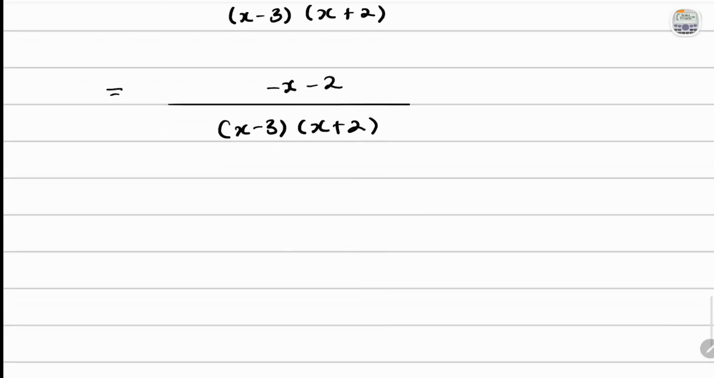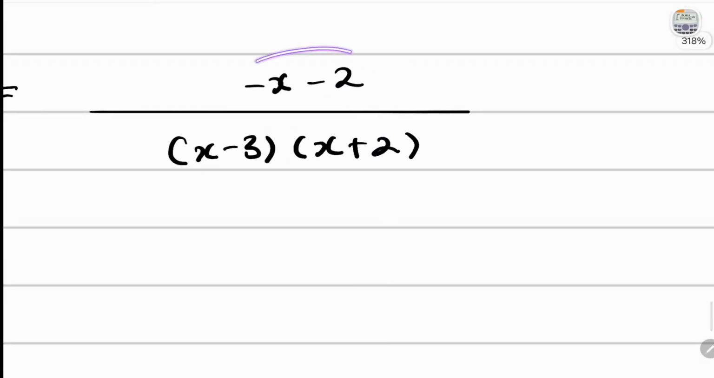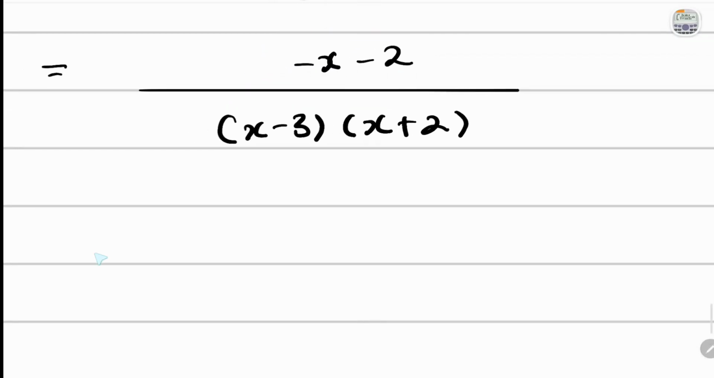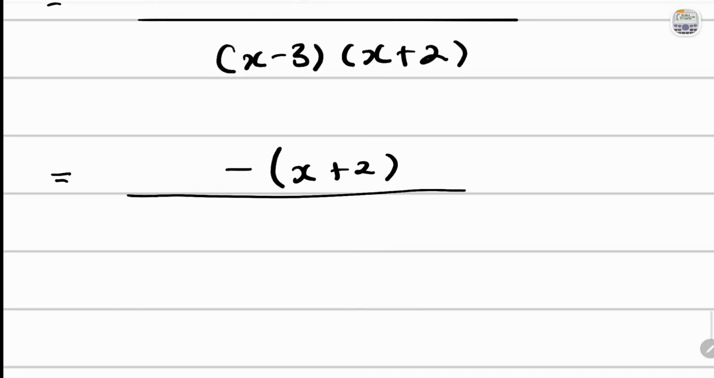Are we done? Almost, but you see that the numerator and the denominator have something in common. You see how this looks a lot like that? It would look exactly the same if you took out a negative 1 as a common factor. So that's what we're going to do. This is equal to negative, and then open a bracket and you have x plus 2, all over the denominator that we have.